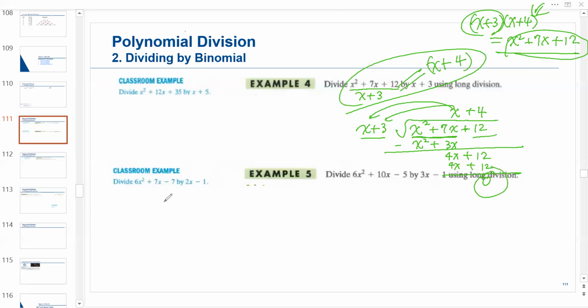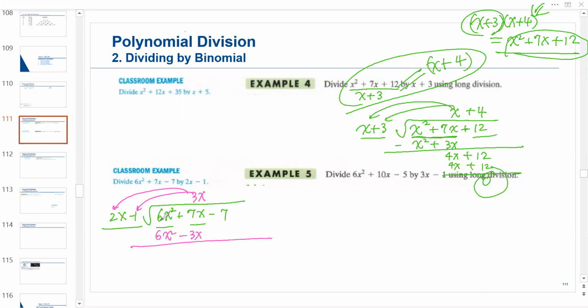All right, let's quickly do this one. 6x squared plus 7x minus 7 divided by 2x minus 1, with sequence length. All right, sequence length as well. So first, 2x times what equals 6x squared? 3x, right? So 3x first time here. So you get 6x squared minus 3x. Top minus bottom, top minus bottom. So you get 10x minus 7.